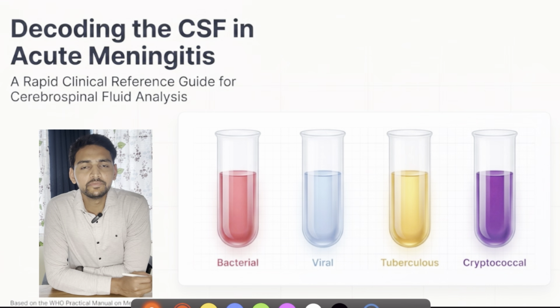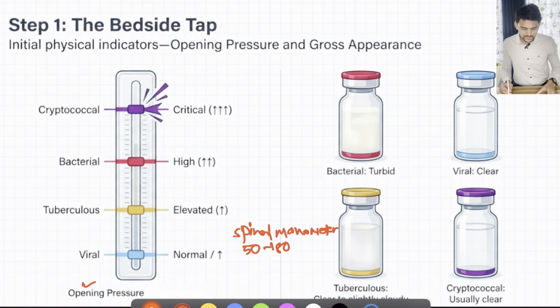In today's video, we will discuss how to interpret CSF analysis report when we do lumbar puncture in a suspected case of meningitis. First, when we are doing the procedure and collecting CSF fluid, we have to focus upon the opening pressure, which can be measured using spinal manometer, and normally the values will be 50 to 180 millimeter of water. These 2 points we have to remember.